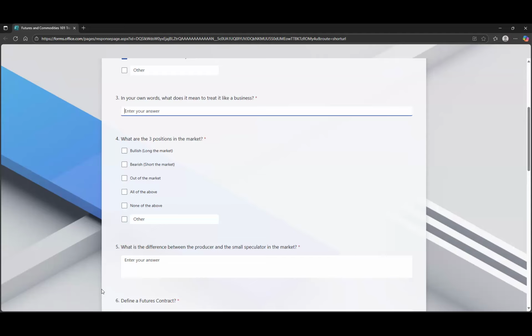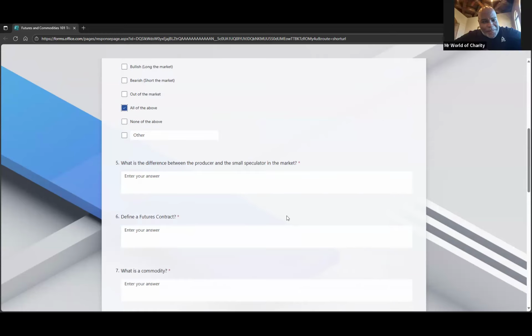What are the 3 positions that we can take in the market? What 3 positions can we be in the market? Bullish, long the market; bearish, short the market; out of the market; all of the above; none of the above; or others. All of the above. I agree. Yes, all of the above.